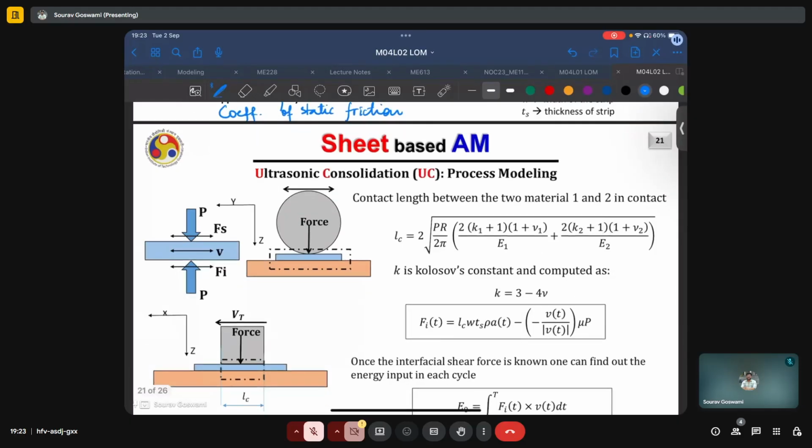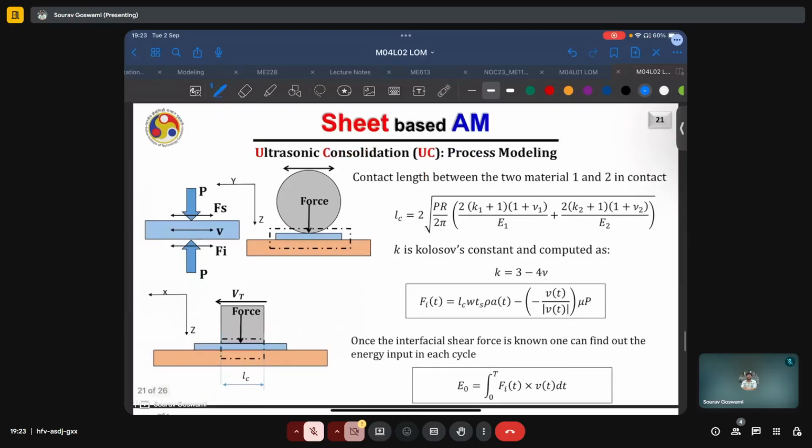Once the interfacial shear force is known, one can find out the energy input in each cycle, because we know that power is equal to force times velocity, which is a formula which we might have used during our 11th and 12th, and we integrate this power over some time interval to obtain the total energy, which is what is also shown here.